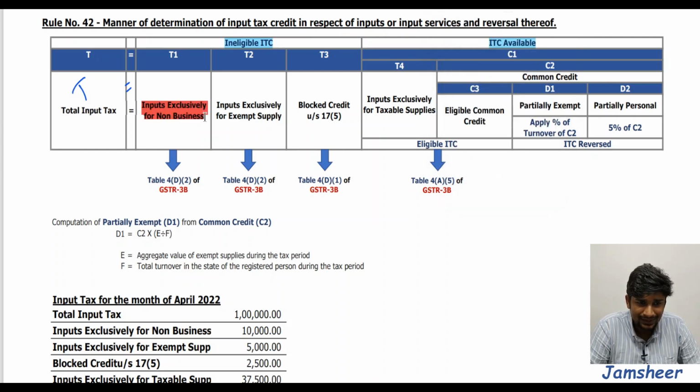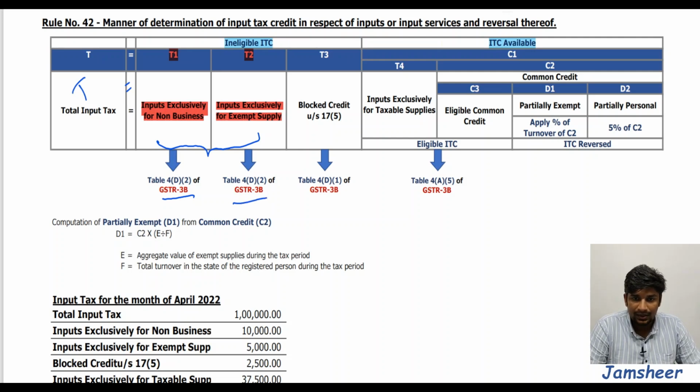So what are the three categories under ineligible ITC? The first one is T1, inputs exclusively for non-business purposes, that shall be reduced from the total tax. The second one is T2, input tax exclusively for exempted supplies, that will also be reduced from the total input tax available. These two will be shown under GSTR 3B table 4 D2.